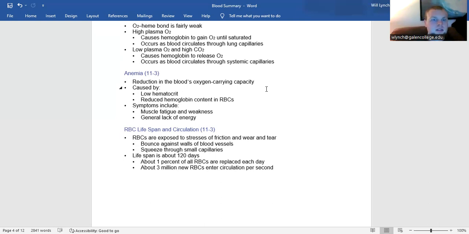Symptoms of anemia are going to be pretty generalized. They're going to be vague: muscle fatigue and weakness, a generalized malaise, lack of energy, lethargy, things of that nature.